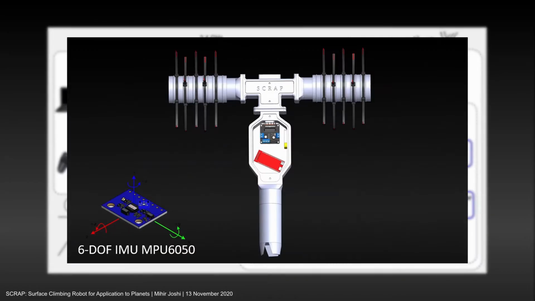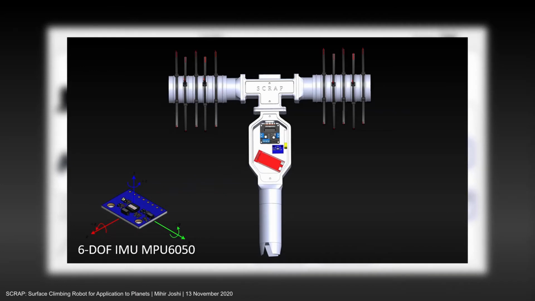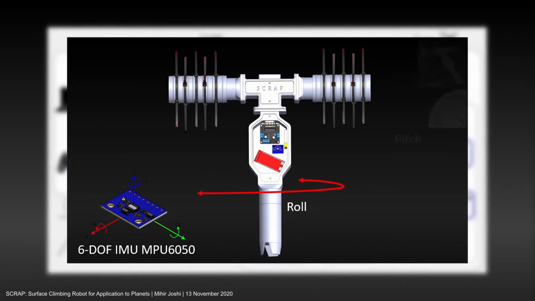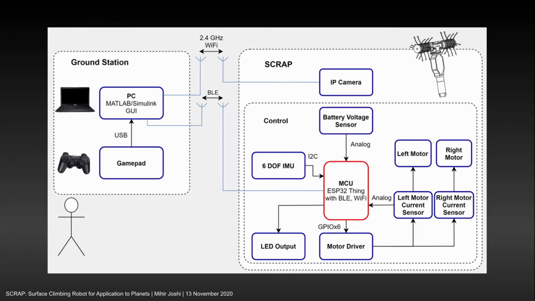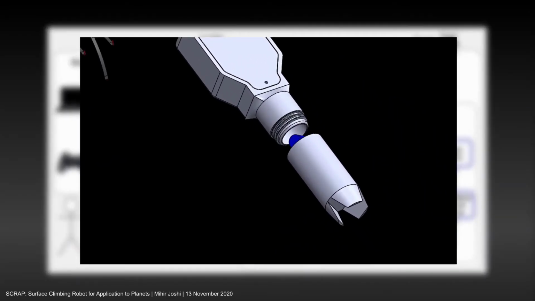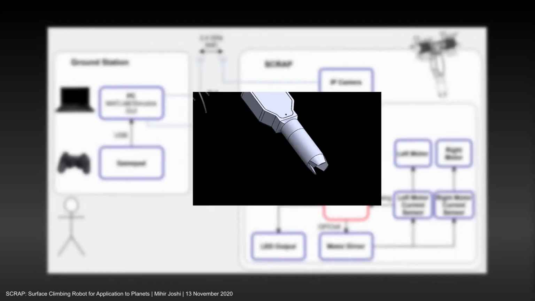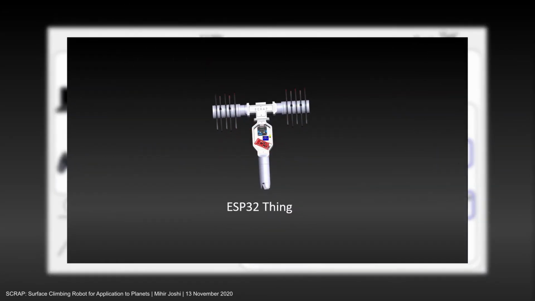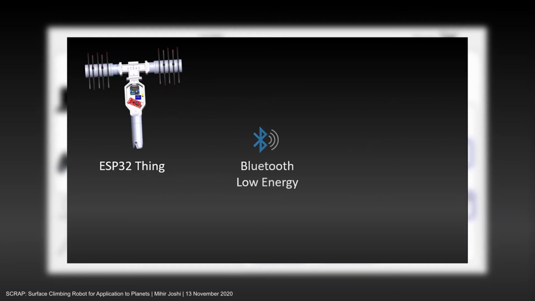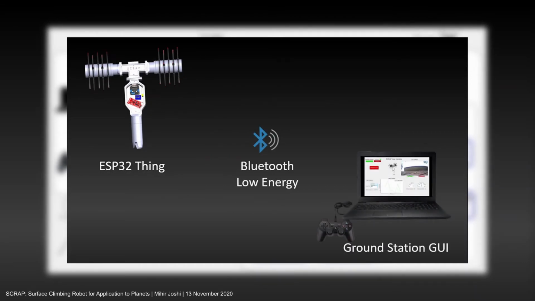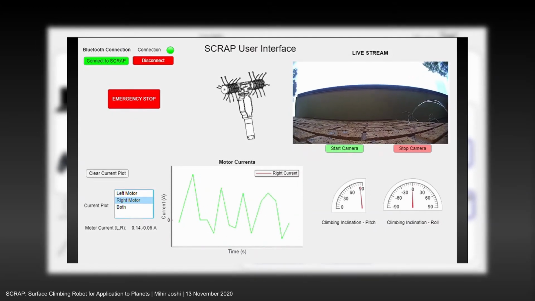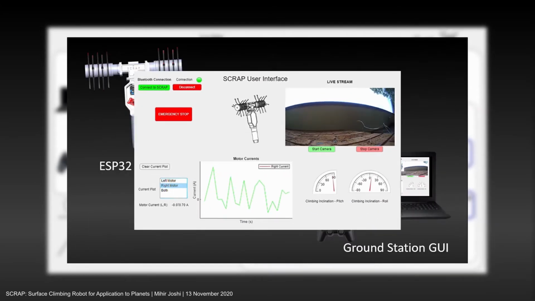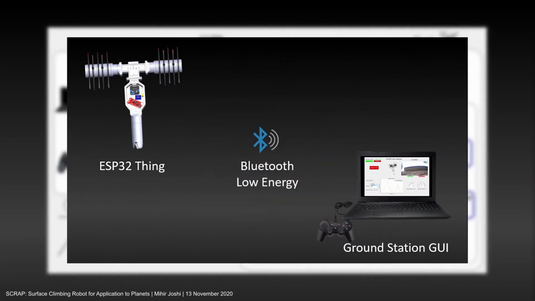So the robot has a 6 degree of freedom inertial measurement unit, or IMU, which is used to determine the surface inclination on which the robot is climbing across both roll and pitch angles. The robot is powered with an 11.1 volt LiPo battery, allowing for greater mission lifetime and general climbing performance. The robot is controlled with the ESP32 microcontroller and communicates over Bluetooth Low Energy with the ground station. The ground station involves an easy-to-use user interface that enables remote control over the robot with the use of a PlayStation 3 controller connected to the computer over USB.